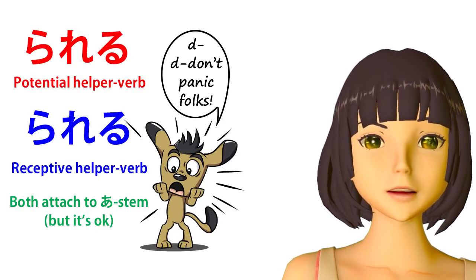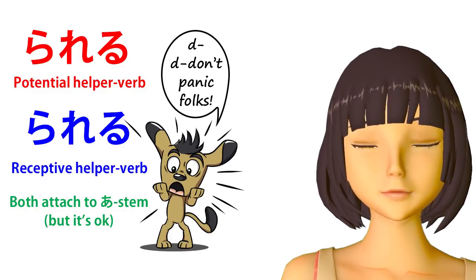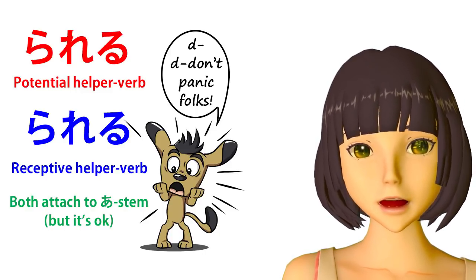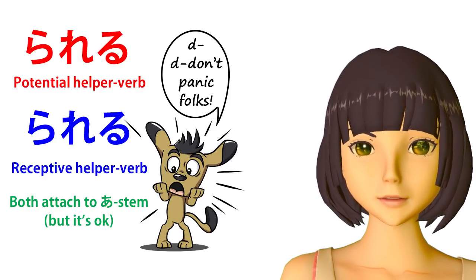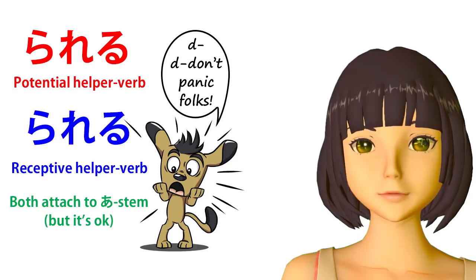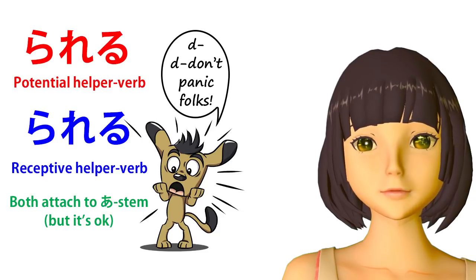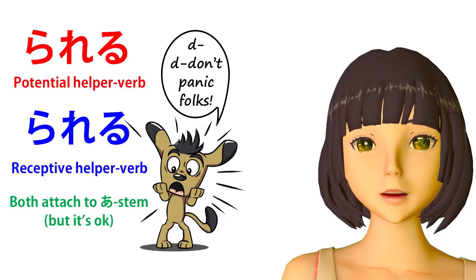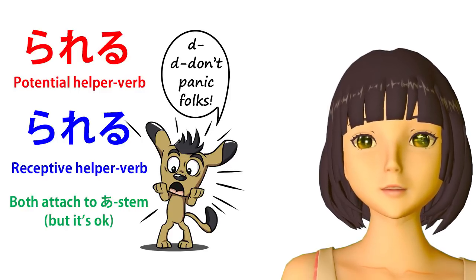For example, taberareru. Taberareta, if it's the potential, can mean either I was able to eat, or I was able to eat something. I was able to eat this particular thing. On the other hand, if it's the receptive, it means I received the action of eating. In English, we would say, I was eaten, or I got eaten, which is closer to the Japanese. It tends to get translated as a passive sentence, I was eaten, in English. What it actually means is literally, I got eaten. I received the act of being eaten.